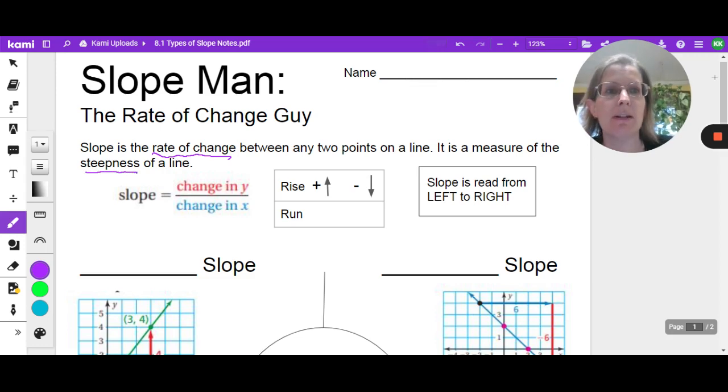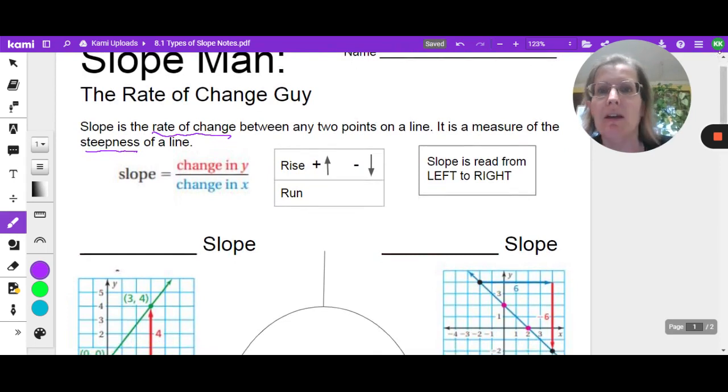So how steep it is. If it's a big slope, it's really steep. If it's a small number, it's not very steep. Slope is the change in y over the change in x, so that should look familiar, y over x. And rise over run is the big one that you're going to use.